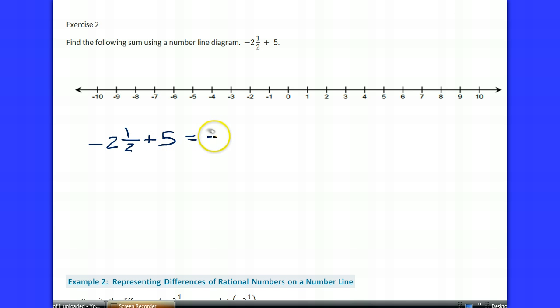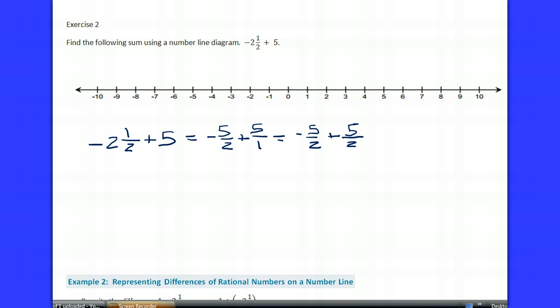First thing I'm going to do is take the mixed number and change it into an improper fraction. So 2 times 2 is 4 plus 1 creates 5 halves here. And then 5 is just 5 over 1. Well, we know we need the same denominator, so we'll use the 2 on the second one to create our like denominators. I'll multiply the top and the bottom of the second one by 2.